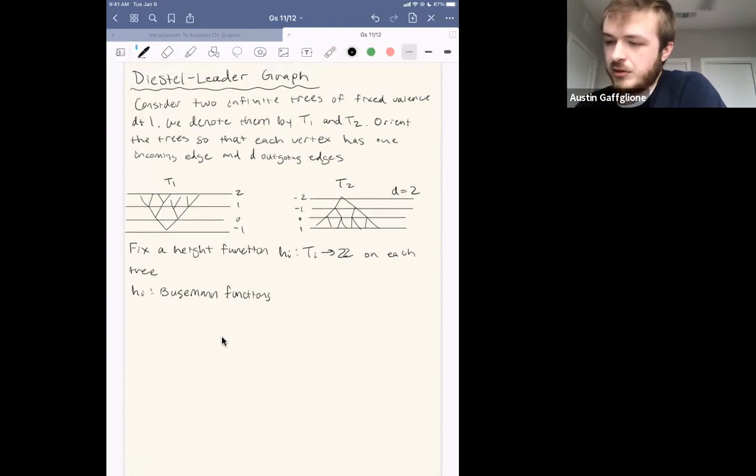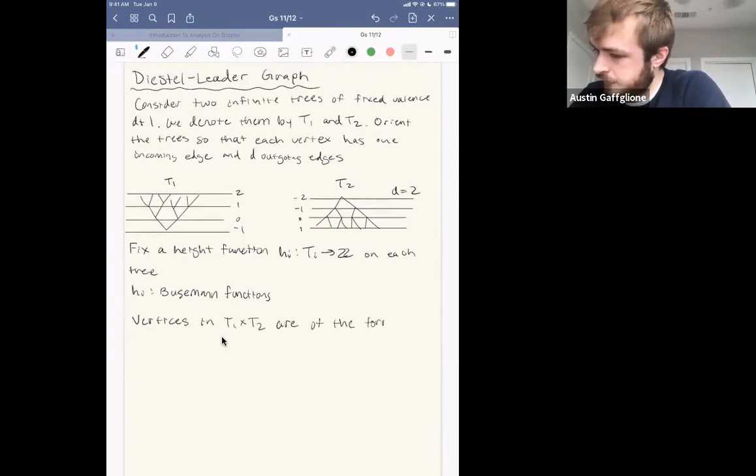So when we construct this Diestel-Leader graph, it's a subgraph of T1 cross T2. So vertices in T1 times T2 are of the form (t1, t2), where of course t1 is in the first tree and t2 is in the second tree.